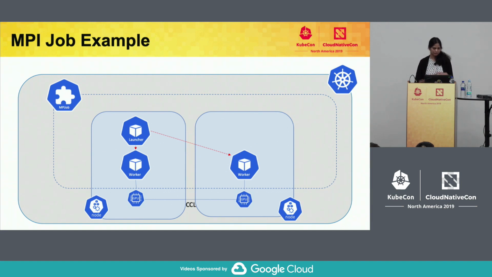So how does Kubeflow implement the MPI job? This is a very high-level architecture diagram. You have a custom resource, which is the MPI job. It is composed of 2 primary components. One is the launcher, and the second one is the worker. The launcher acts as the orchestrator of the workers. So it creates multiple worker pods and handles all the coordination between them.